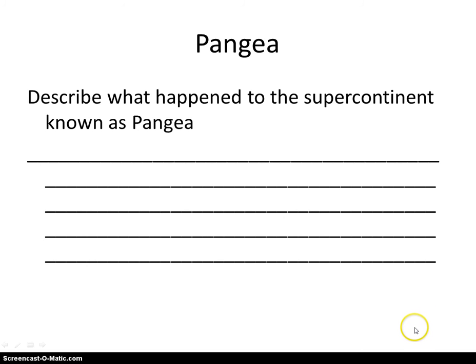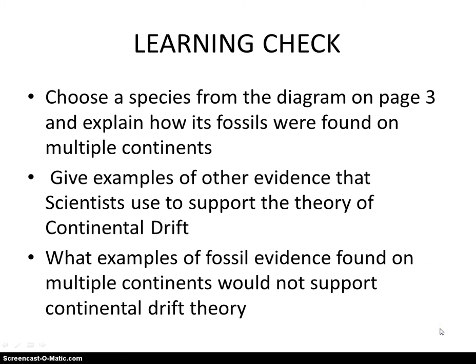So we get that continental drift was a theory proposed by Alfred Wegener. Here's the learning check you're going to do for the first part of your Edmodo notes. I want you to write this on a piece of notebook paper, and then you're going to upload it to Edmodo in the turn-in section for this assignment in a little while. First, choose a species from the diagram on page 3 and explain how its fossils were found on multiple continents. Then I want you to give examples of other evidence that scientists use to support the theory of continental drift. I also want you to list what examples of fossil evidence found on multiple continents would not support continental drift theory. Okay? Moving on.